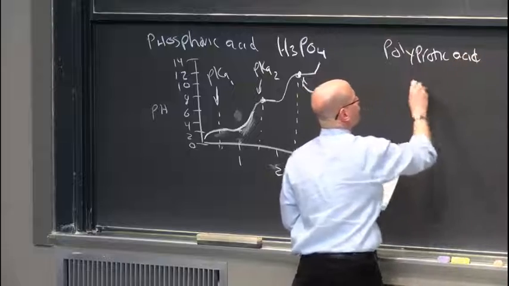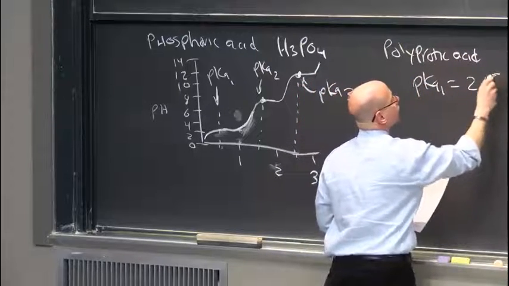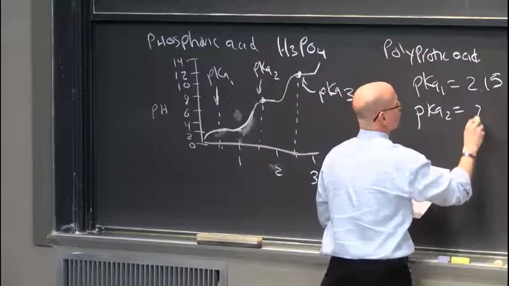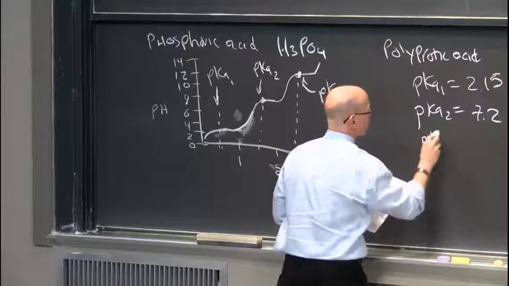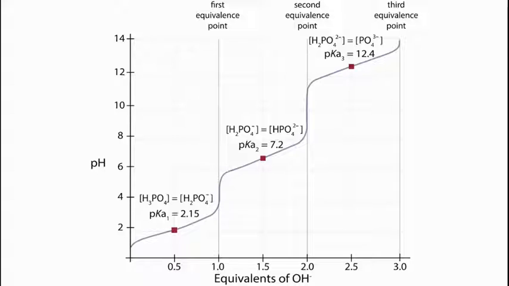And for phosphate, pKa1 is about 2.15, pKa2 is about 7.2, and pKa3 is about 12.4. Okay? And really what's happening is the following.